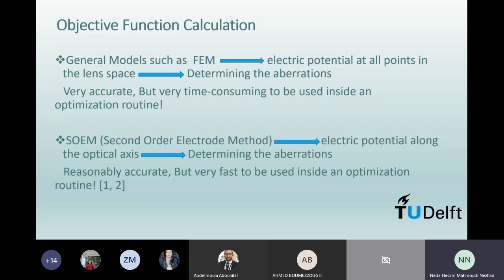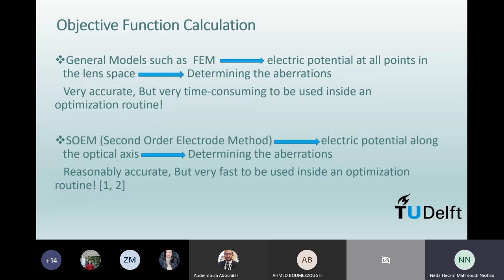But there was another method, the so-called SOM method, second order electrode method, proposed in 1989 by Adriaensen, that we were using. It can be used to calculate the electric potential by some approximation. It does not need to mesh the whole space of the lens, and therefore it is very fast. It's not very accurate, but reasonably accurate and very fast to be used inside an optimization routine. So this method enables us to perform a fast and rough optimization for electron lenses and perform studies like the subject of this presentation.